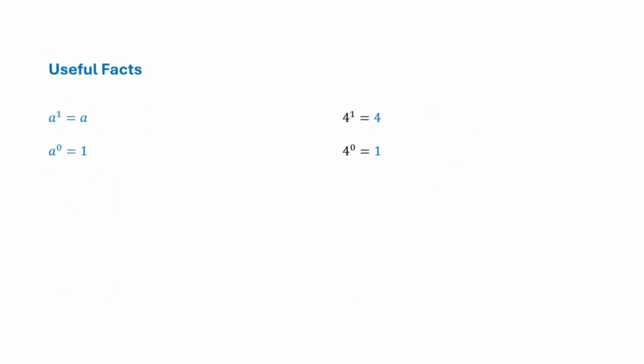Before we move on to the examples, let's quickly look at a few useful facts. Any number raised to the power of 1 is simply the number itself. Any non-zero number raised to the power of 0 is equal to 1. Now, let's put these rules into practice.